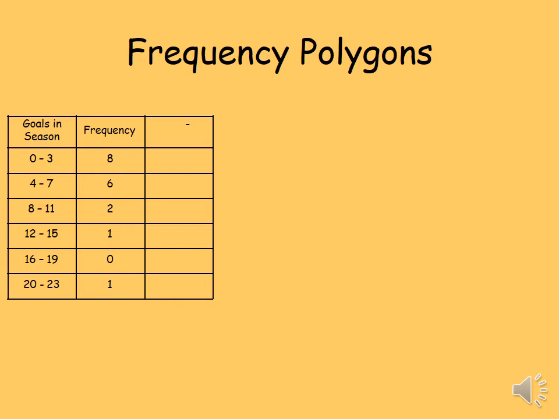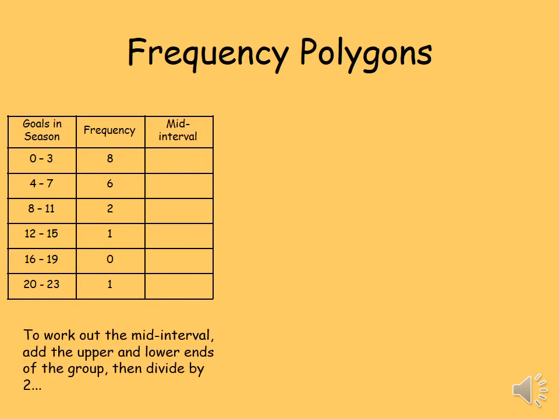So on this one I've made another column just in case you don't know what the midpoint is. Obviously it's the middle of 0 and 3, but the way to get the midpoint is to add the two together, 0 and 3, and divide by 2. So 0 add 3 is 3, divided by 2 is 1.5. Okay, so I've just written it there. So to work out the midpoints, add the upper and the lower ends of the group, and then divide by 2. So we'll just write those in.